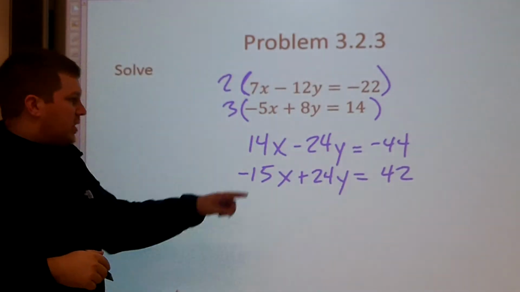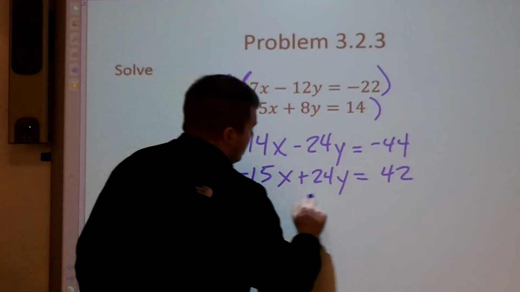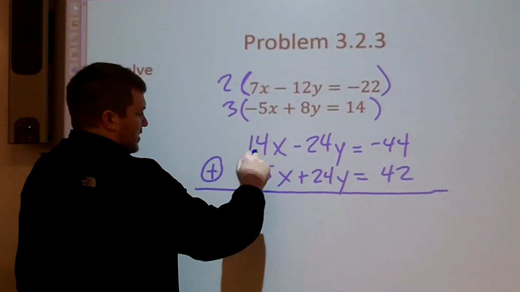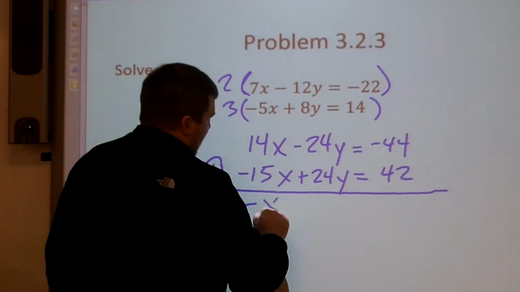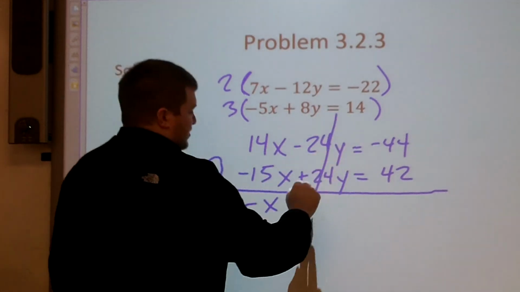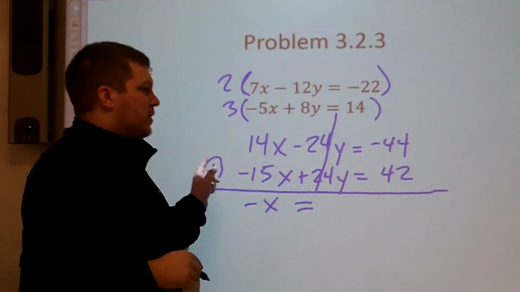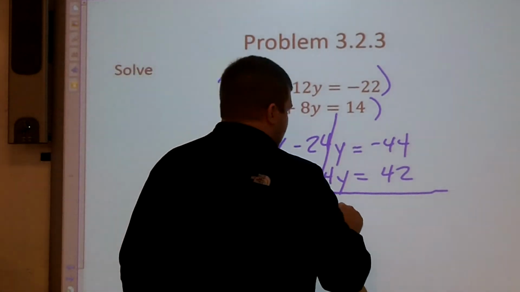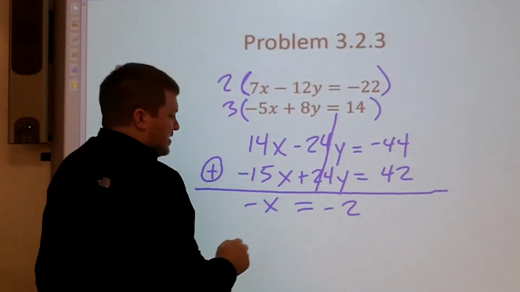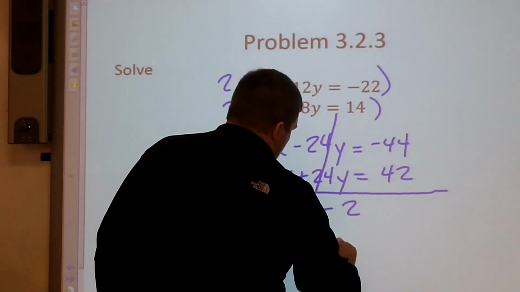Now we're going to eliminate by adding both equations together. So 14x minus 15x, that's negative x. Negative 24y plus 24y cancels out. So we're left with negative 44 plus positive 42, so negative 2. So negative x is equal to negative 2, which means x, positive x, is equal to positive 2.